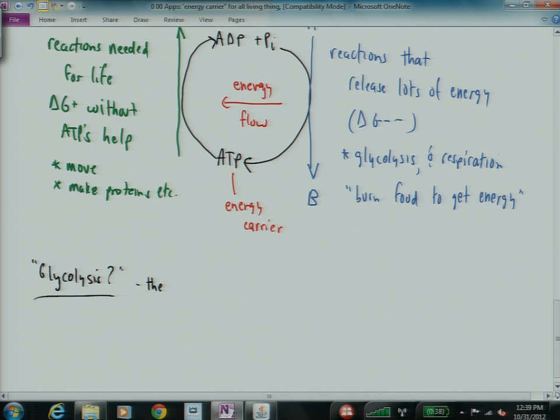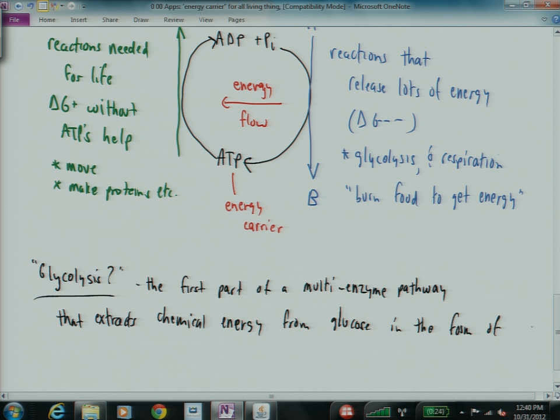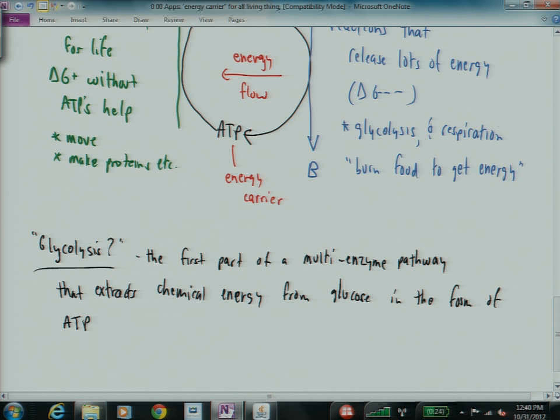So this is the first part of a multi-enzyme pathway that extracts chemical energy from glucose in the form of ATP. And glucose is a sugar that's found in your blood. It's blood sugar, if you like. It turns out to be a sort of common energy source.